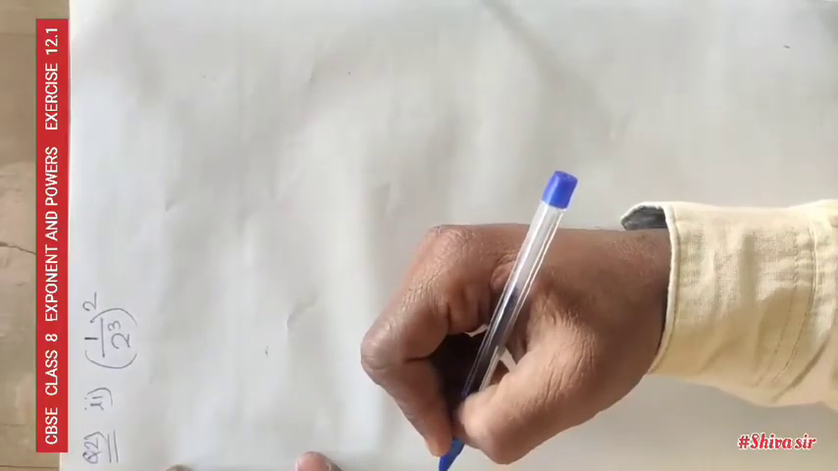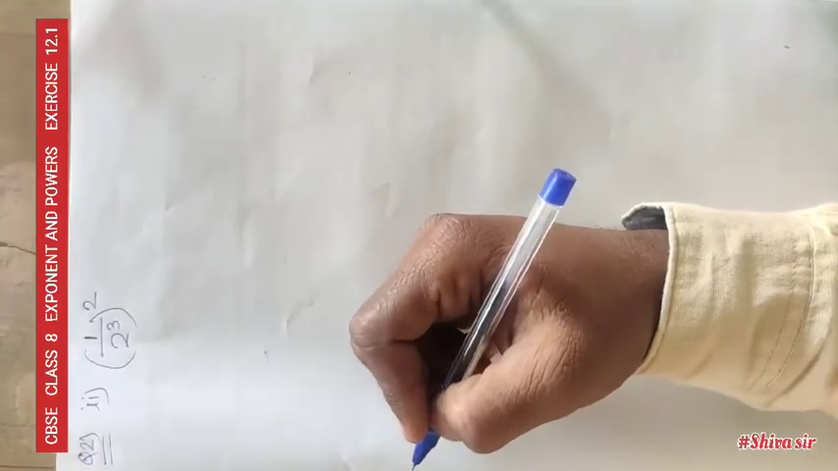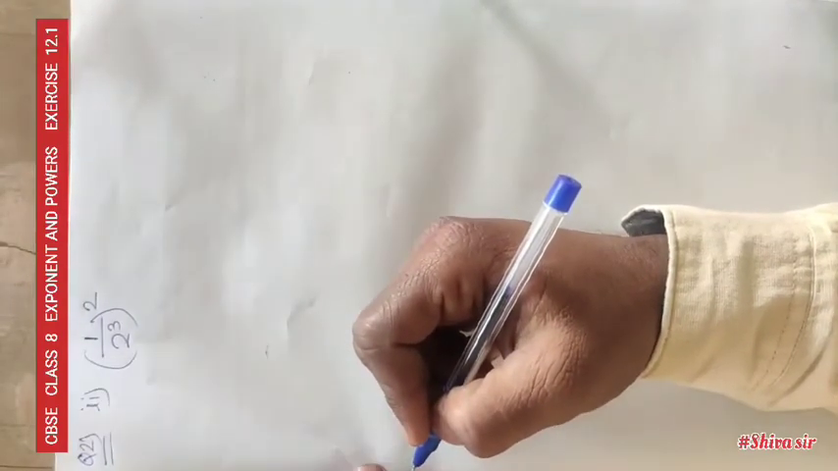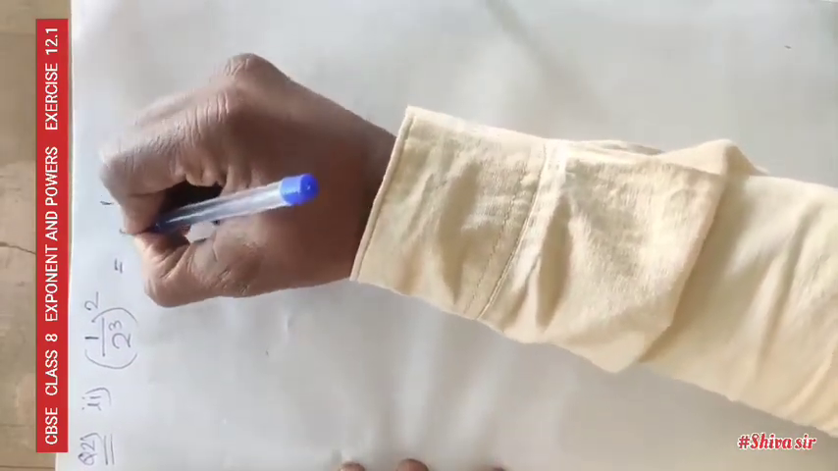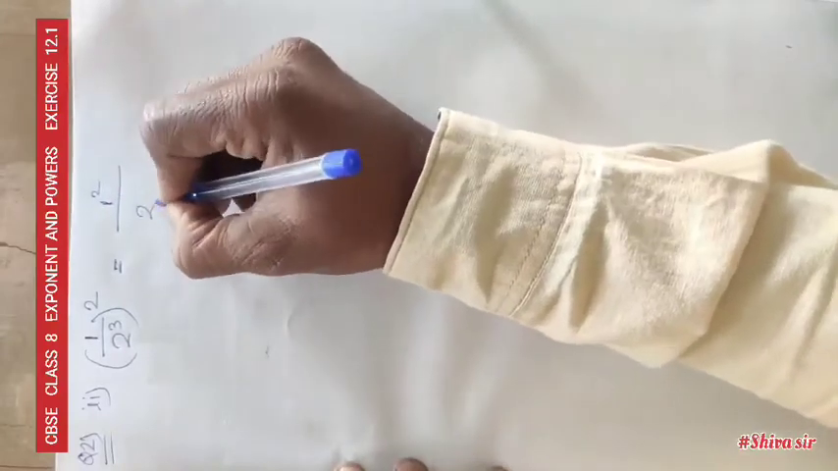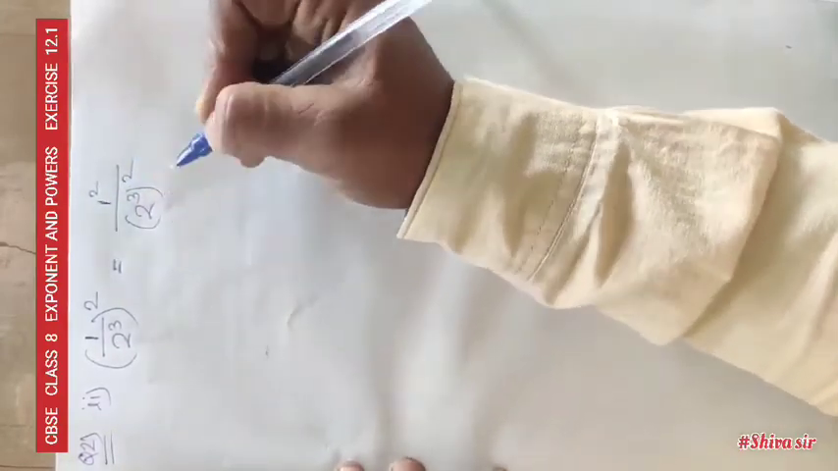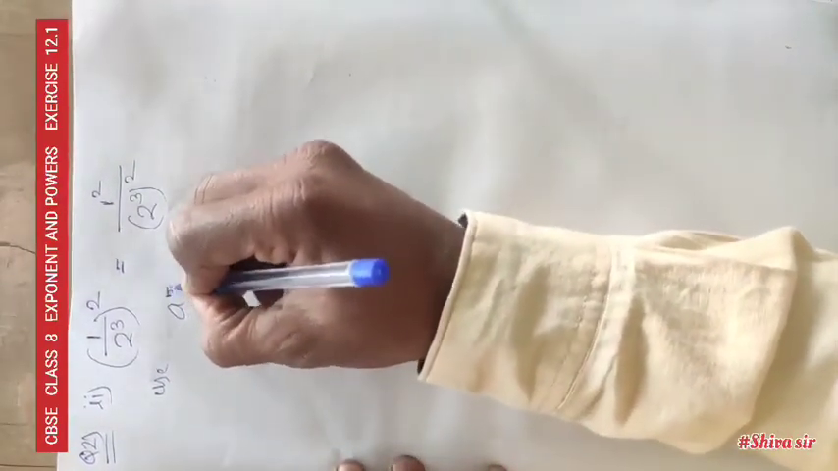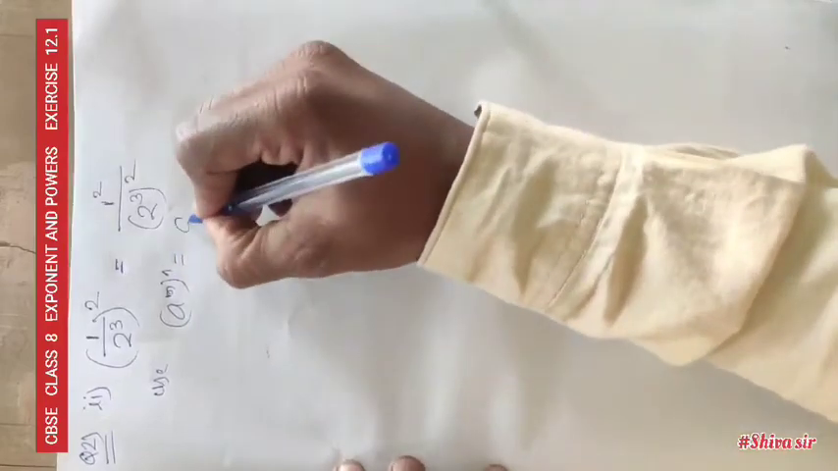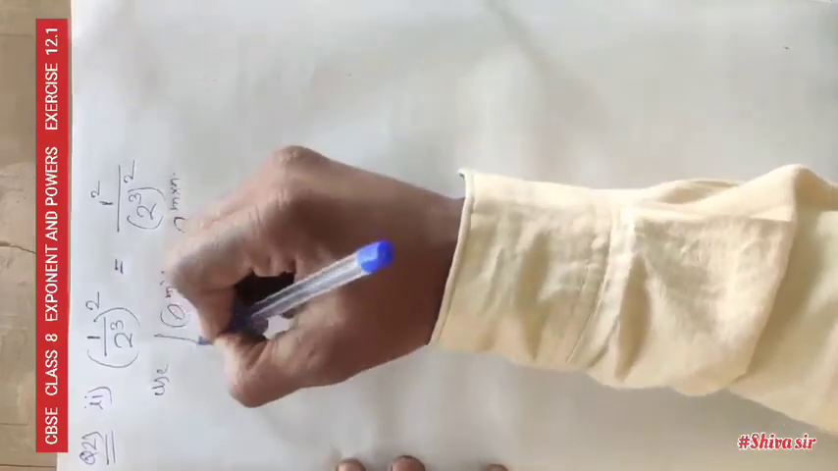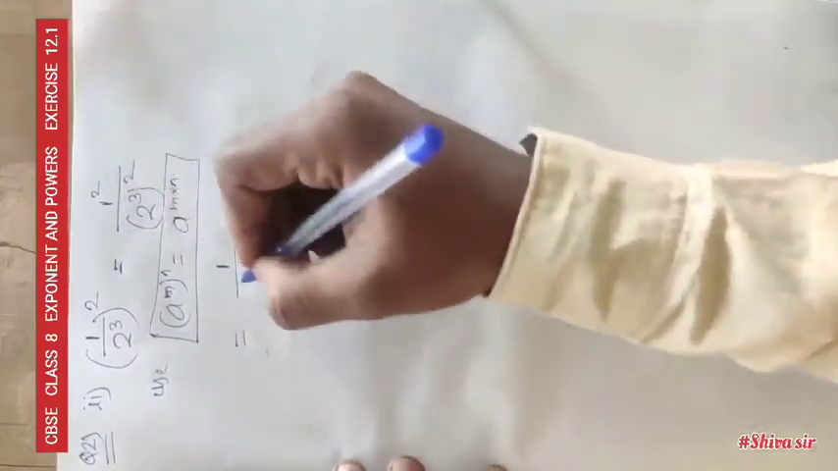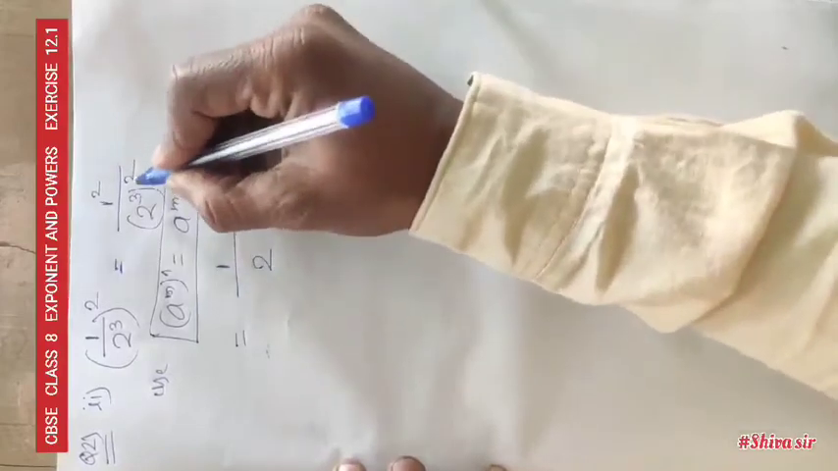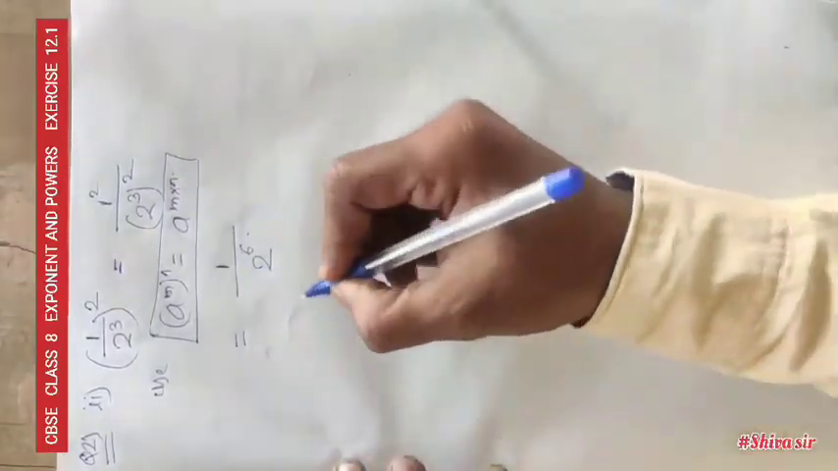The next question is 1 upon 2 cube, the whole bracket square. We write 1 square upon 2 cube, and again it's squared. We use the formula a raised to the power m, raised to the power n, is equal to a raised to the power m into n. By using this formula we write 1 square is 1, and 2 raised to the power 3 into 2 is 2 raised to the power 6. It is the answer.